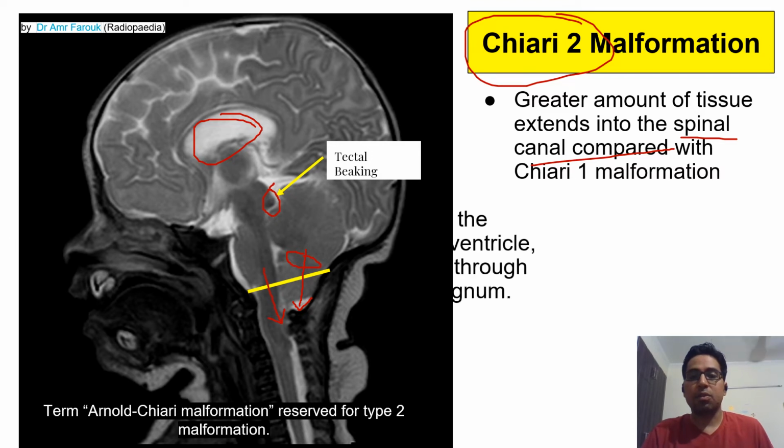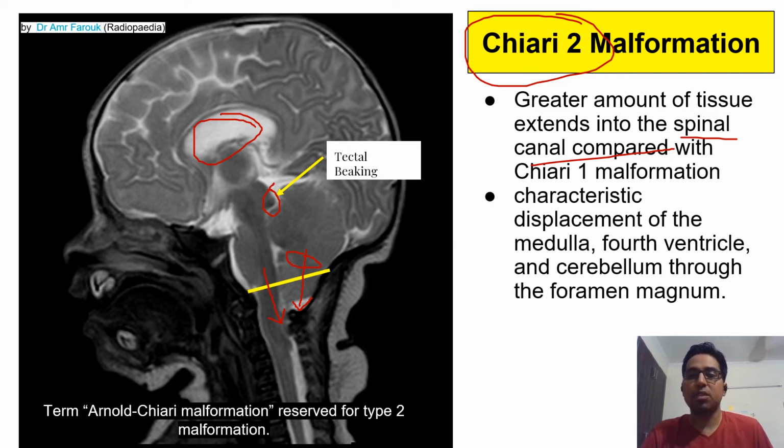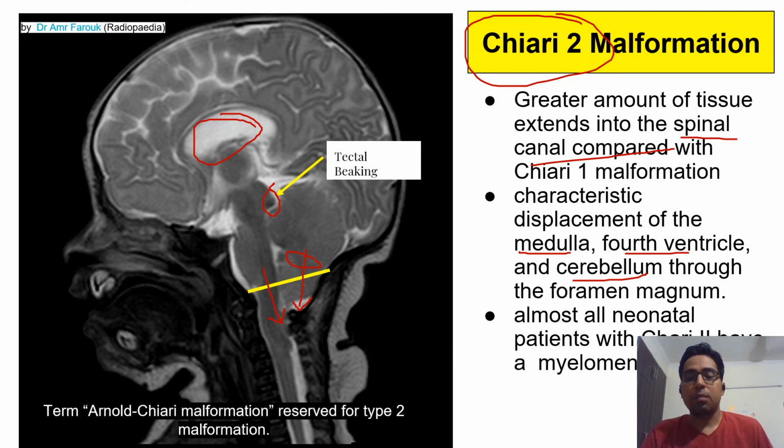So what are the classical features of Chiari 2 malformations? We have displacement of the medulla, fourth ventricle, and cerebellum. In almost all neonatal patients, we have an associated myelomeningocele. Somewhere down the spine, you will see a myelomeningocele. And the term Arnold-Chiari malformation is specifically reserved for type 2 malformation. So the right term to be used for this group of disorders is Chiari malformations overall, and only type 2 malformations are called Arnold-Chiari malformations.